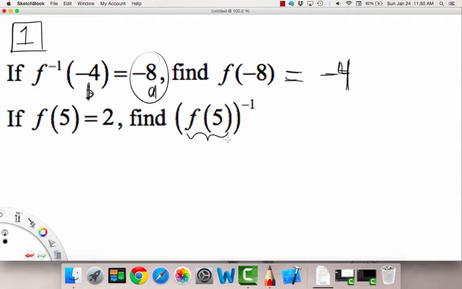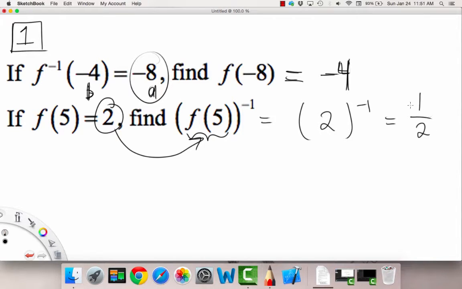For the second part, we just take f of 5, which happens to be equal to 2. We plug in a 2 right there, so this is equal to, in parentheses, 2 to the negative 1 power. Negative 1 power means you flip whatever you have: numerator becomes denominator and denominator becomes numerator. So we take the reciprocal and get an answer of 1 over 2. That second part was kind of a trick question. It's important to know the notation and what it's supposed to be for inverses. So that would be the proper notation for an inverse.